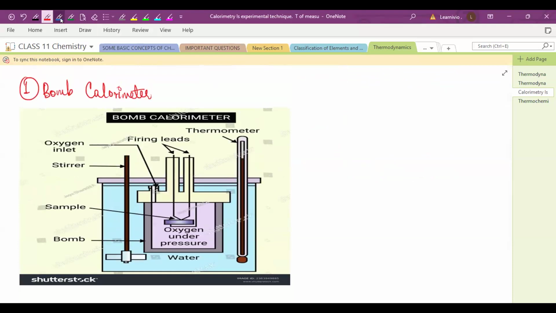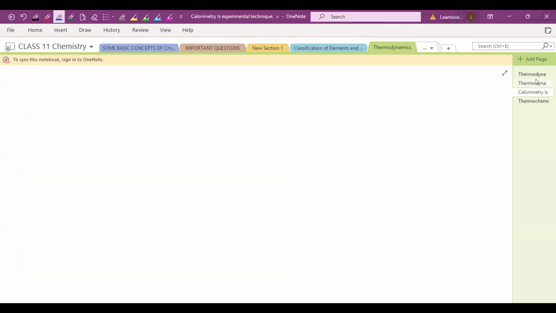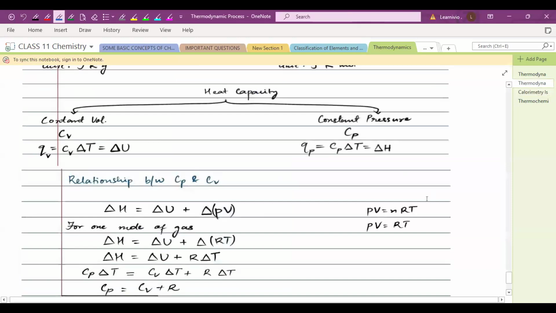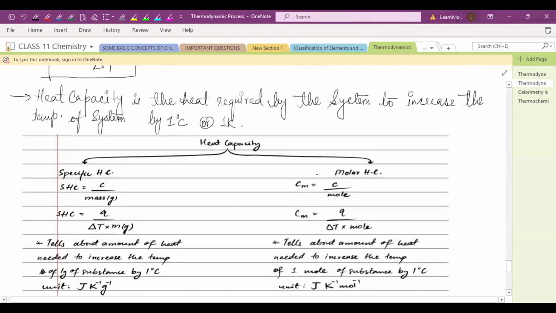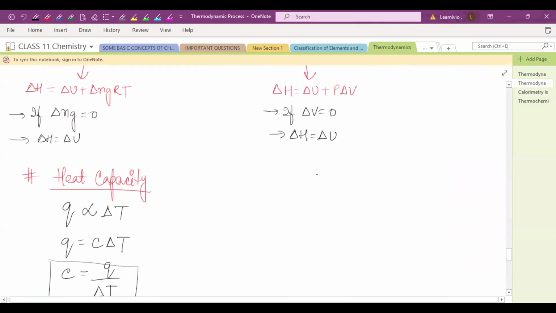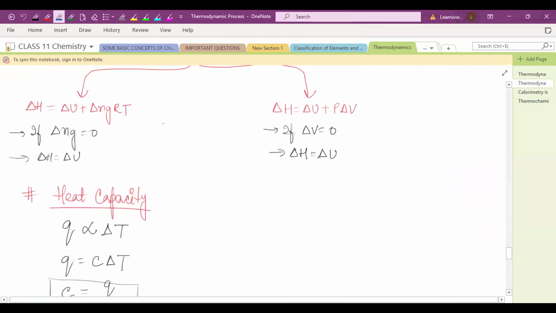So always remember this bomb calorimeter. What do we do in it? Here the volume becomes constant. Okay, and in the previous class we learned that if the volume is constant, so yeah, you can see over here.